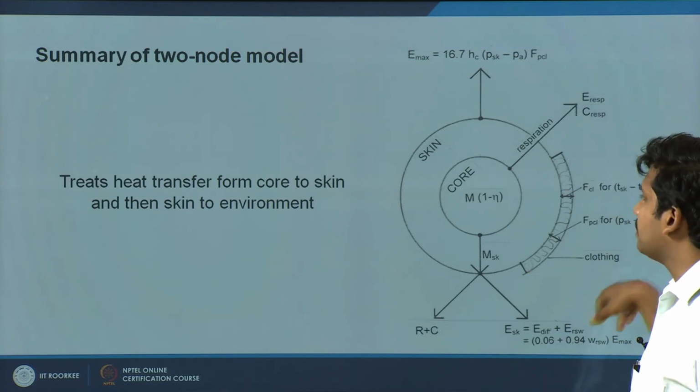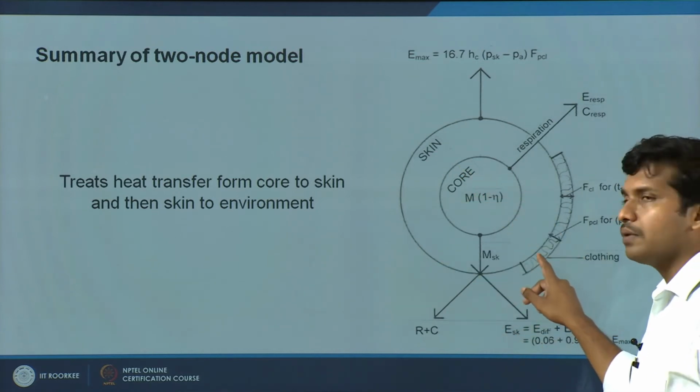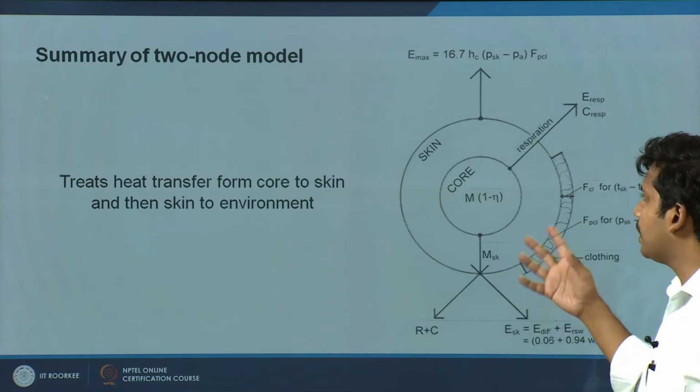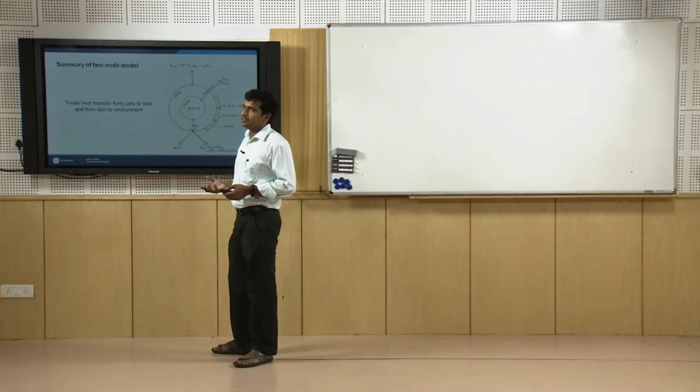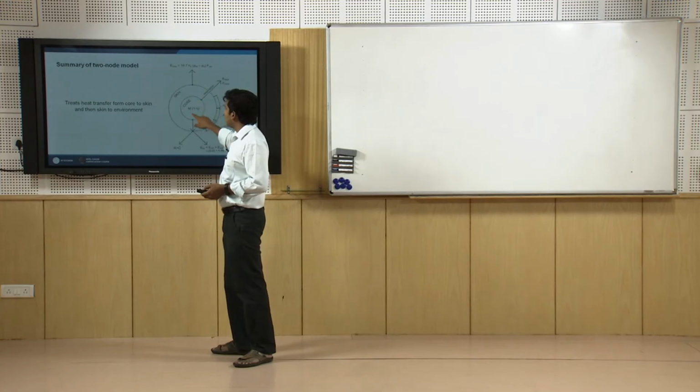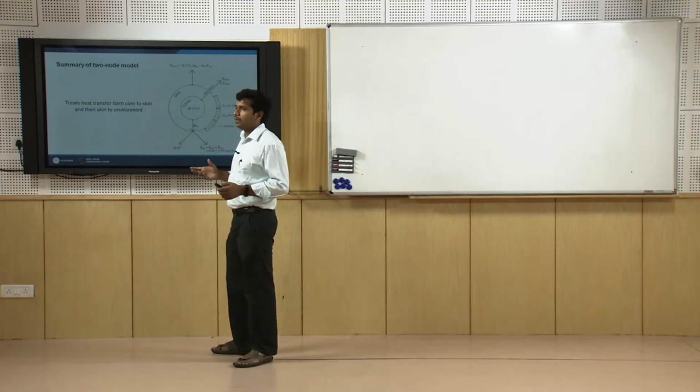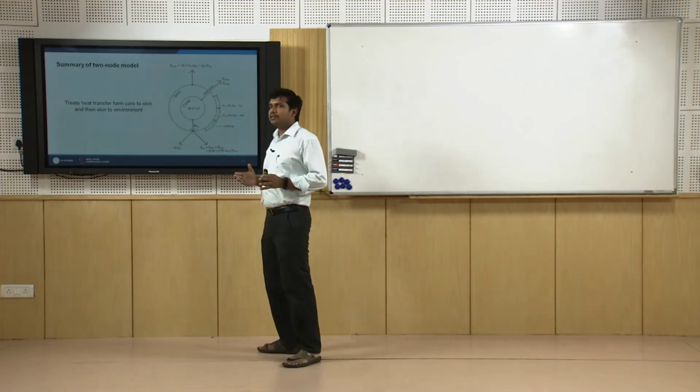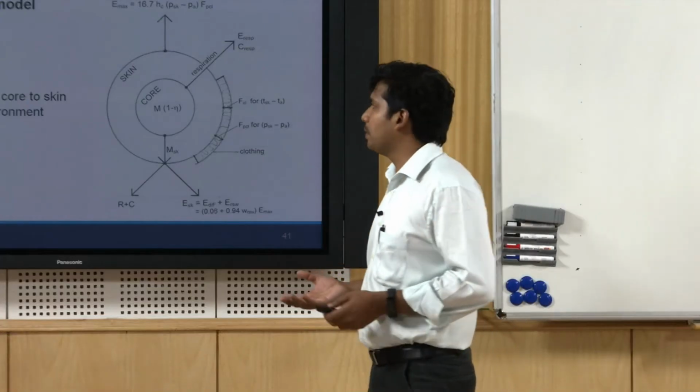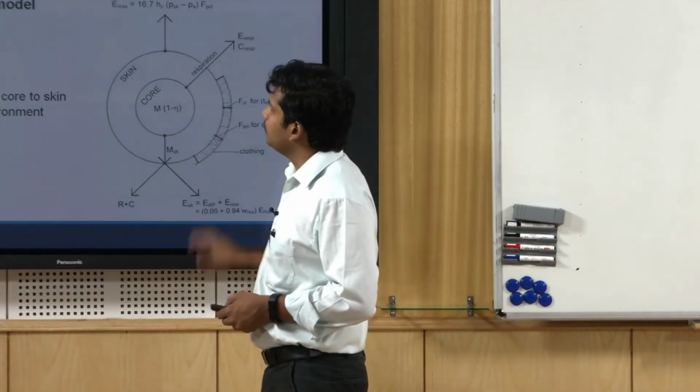So effectively it also includes the effect of clothing and metabolic activity, because you are talking about metabolic heat generation. It is typically a heat transfer model where thermal equilibrium is obtained. It is not actually thermal comfort, but thermal equilibrium. That is what this model tries to derive.